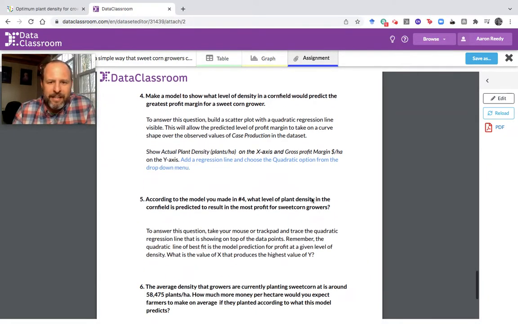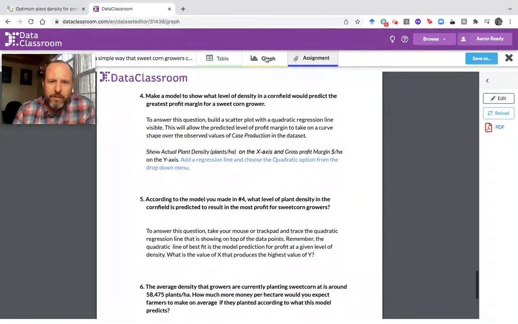So the next set of questions really asks us to make a model that shows what level of density in a cornfield would predict the greatest profit margin for a sweet corn grower. And then we're going to explore that, determine, well, what is that optimum level of density for profit? And then how does that differ from current levels that we see in cornfields in North America? And what is the opportunity for more profit there? So let's go build that model first.